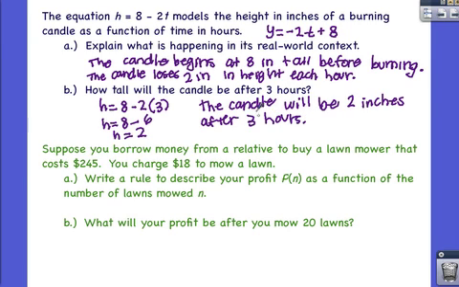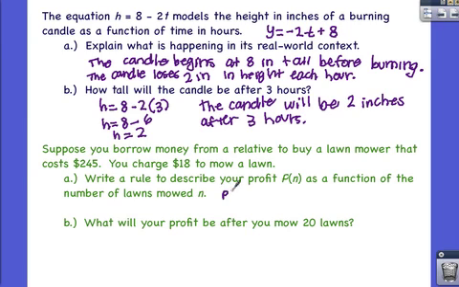Suppose you borrow money from a relative to buy a lawnmower that costs $245. You charge $18 to mow a lawn. Write a rule to describe your profit, P of n, as a function of the number of lawns mowed, n. And part B, what will your profit be after you mow 20 lawns? See if you can try this question on your own, so pause the movie and resume when you're ready.